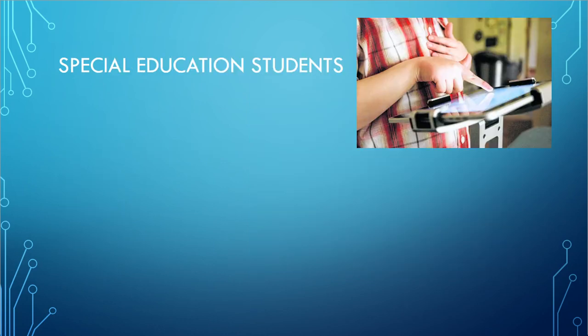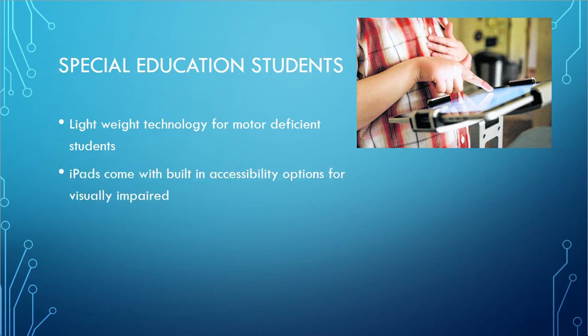Another topic that doesn't really get covered often with mobile technology is that it is very beneficial for special education students. It's a lightweight technology for motor deficient students. iPads and any type of Apple phone come with built-in accessibility options for the visually impaired. You can increase the font size, all kinds of options. There also are some apps that can help some English as a second language students.